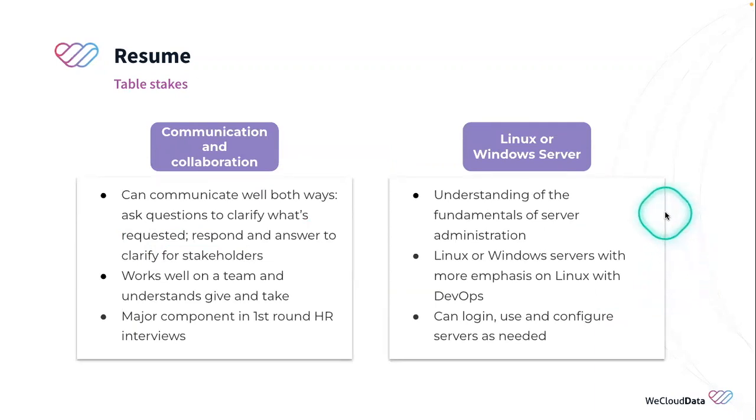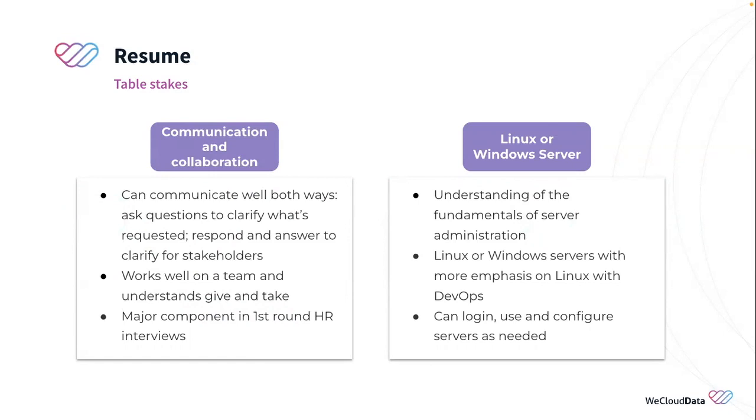Now I'm going to go through what I call table stakes in your resume if you're going after DevOps engineering jobs. These usually make you stand out in a pool of candidates who are trying to apply for DevOps engineering positions. So just make sure you have at least these, or it's going to be very hard for them to consider you for later rounds. Communication and collaboration, like I mentioned, DevOps is not just about the tools.